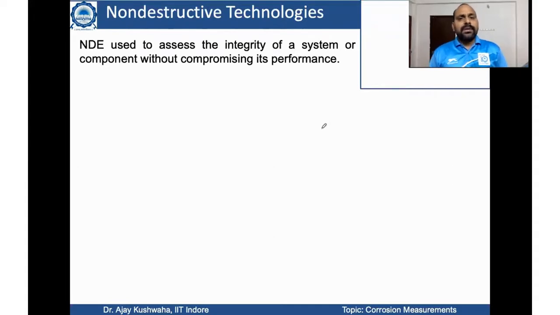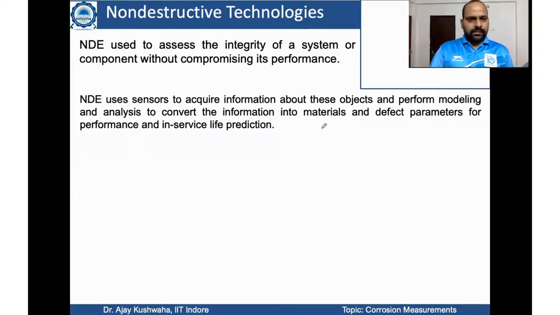So what we mean by a non-destructive technique is that it is used to assess the integrity of a system or component without compromising its performance. It means we are not going to stop any working conditions. We do not need to put any external circuit or use any technique where the component is exposed to some additional environment. So without compromising its performance, we can do the analysis.